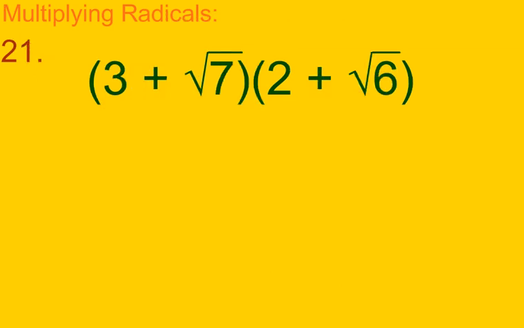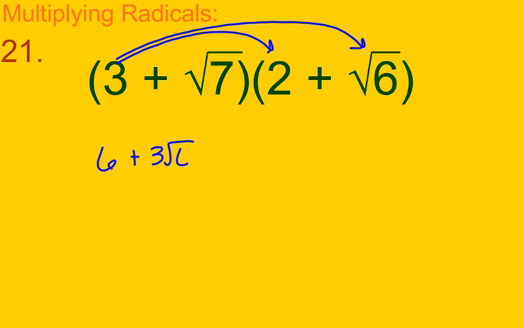21, instead of just distributing, we're going to actually multiply binomials, so we're going to have to FOIL that out. So I distribute the 3 to both terms. 3 times 2 is 6. 3 times root 6 would be 3 root 6. Then I'll distribute the root 7 to both terms. Root 7 times 2 would be 2 root 7. Root 7 times root 6 would be root 42. So I can go ahead and multiply that 7 times that 6.